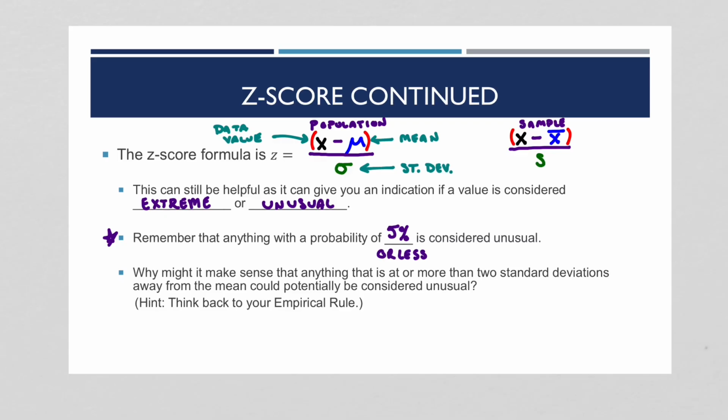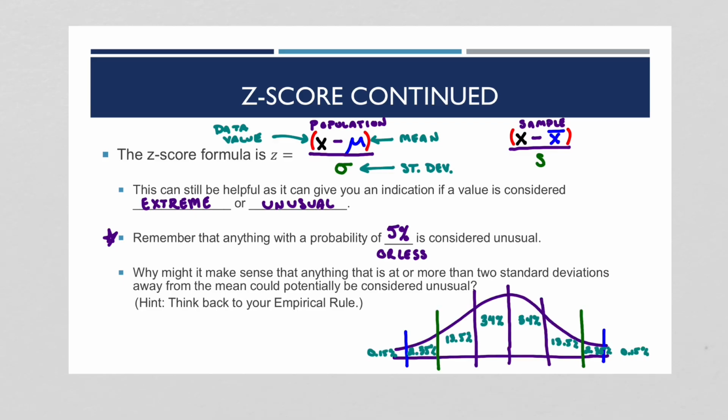Also, why might it make sense that anything that is at or more than 2 standard deviations away from the mean could potentially be considered unusual? Think about your empirical rule here. If you need to go back to your other notes about the empirical rule, or if you want to use the practice, pause the video for a moment and draw out what your empirical rule looks like with the bell curve. And actually, I'm going to go ahead and do that. So go ahead and pause your video, because the next time you click play, you'll see the image appear on the screen.